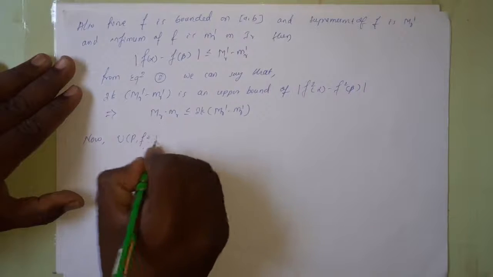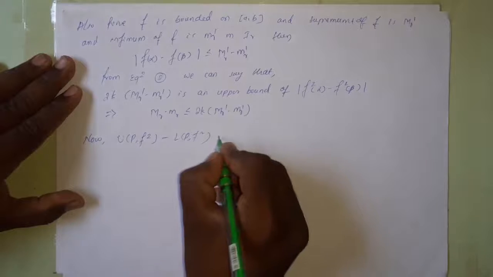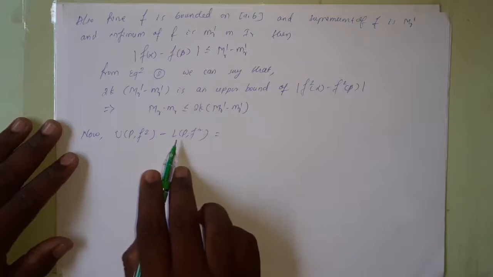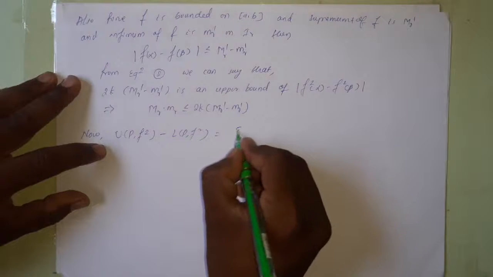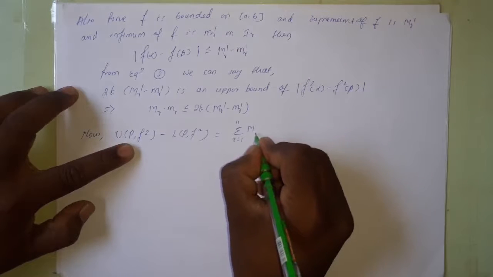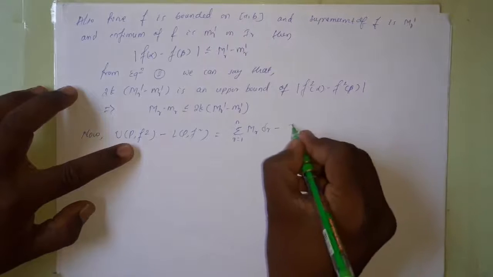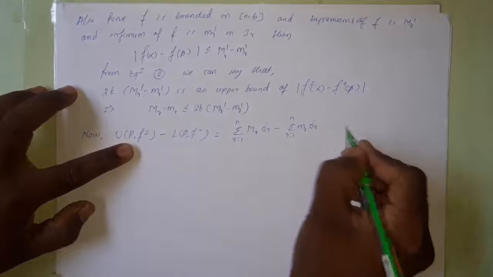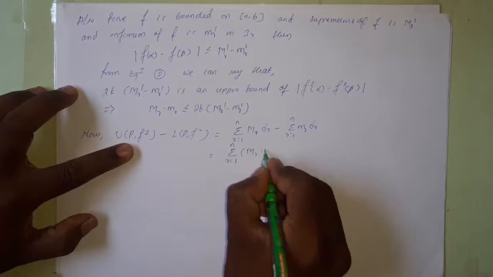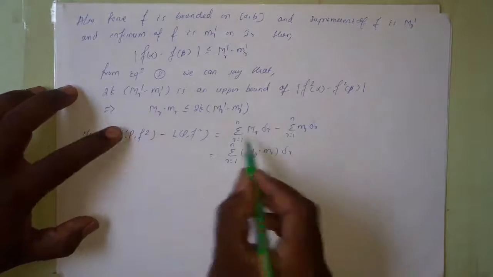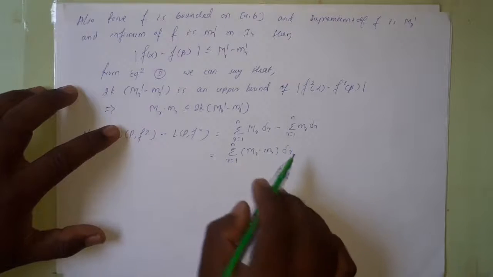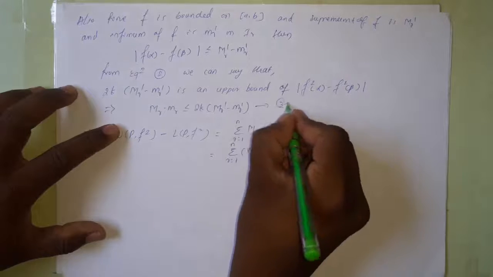Now consider U(P, f square) minus L(P, f square), the upper sum of the function f square on the partition P minus the lower sum of the function f square on the partition P. By using the formula, it is the summation over r equals 1 to n, where for the upper sum we consider the supremum of f square, that is M_r into delta r, minus the summation over r equals 1 to n of small m_r into delta r. This can be written in simplified form as the summation over r equals 1 to n of (capital M_r minus small m_r) into delta r, because the summation and delta r are common quantities. So this can be written like this. Let us consider this as equation number 3.